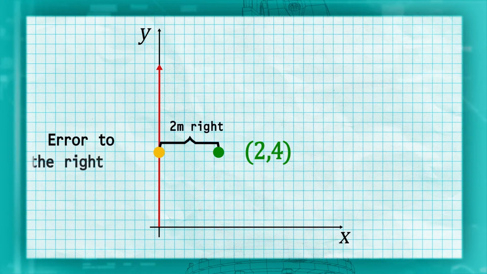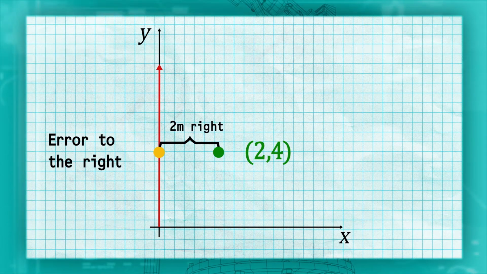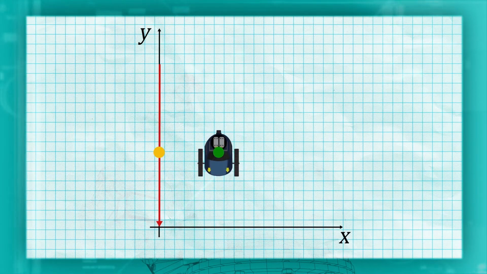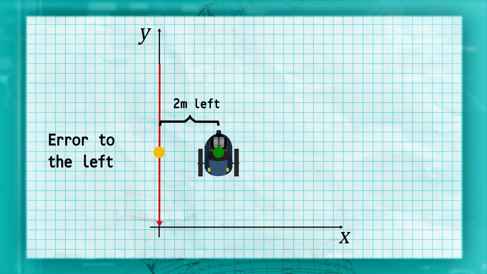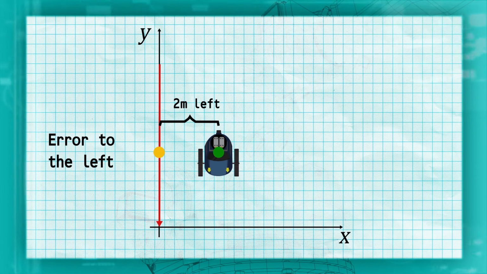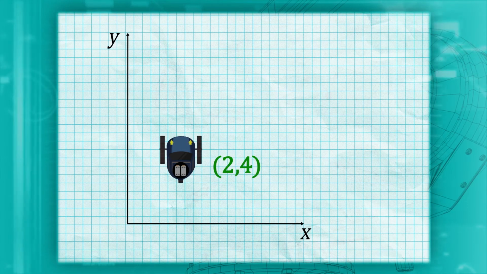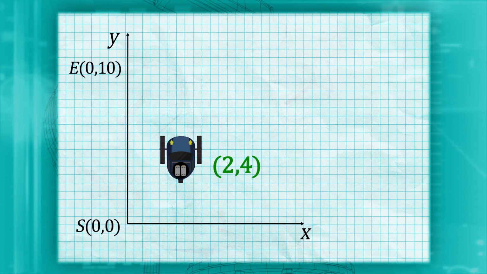We can just look at our X position. But that doesn't work if we are going in the negative Y direction. In that case, we would be on the left of the desired trajectory. We need a more robust method of determining which side of the line we are on and how far away it is. Let's first make a new way of representing our line by using its start and end points.